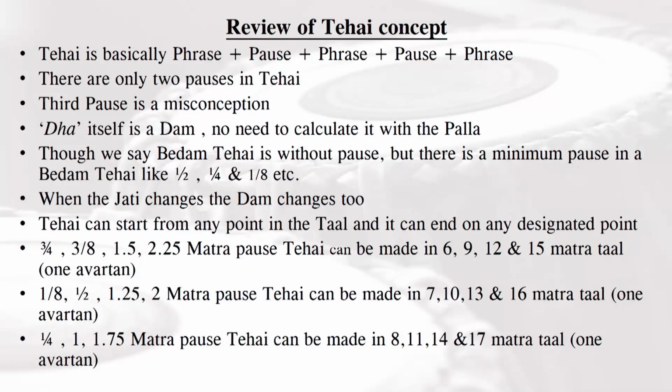And the last point is 1/4, 1 matra, 1.5 matra and 1.75 matra pause Tihai can be made in tal with matra 8, 11, 14 and 17. So in Keherwa, Rudratal, Adachautal, Dipchandi or 17 matra tal, we can make Tihais with common matra pauses, that is 1/4, 1 matra and 1.75 matra. So these were the conclusions which we have drawn from some of our sessions, and these dams, these matra pauses we find in only one avartan.